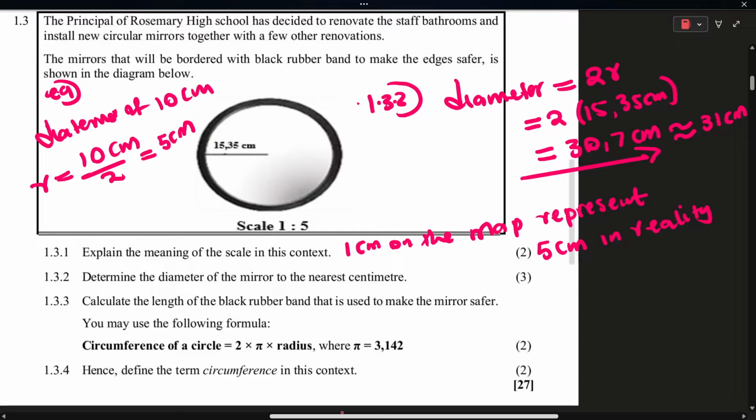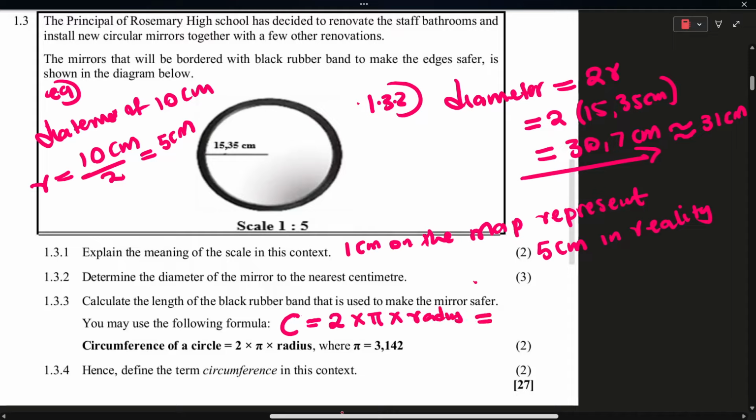Okay, let's go to 1.3.3. Calculate the length of the black rubber band that is used to make the mirror safer. You may use the following formula. Now, the distance around the circle is called circumference of the circle. Don't forget about that. So which means that the circumference of the circle is equal to 2 multiplied by pi multiplied by the radius. This is what we are given.